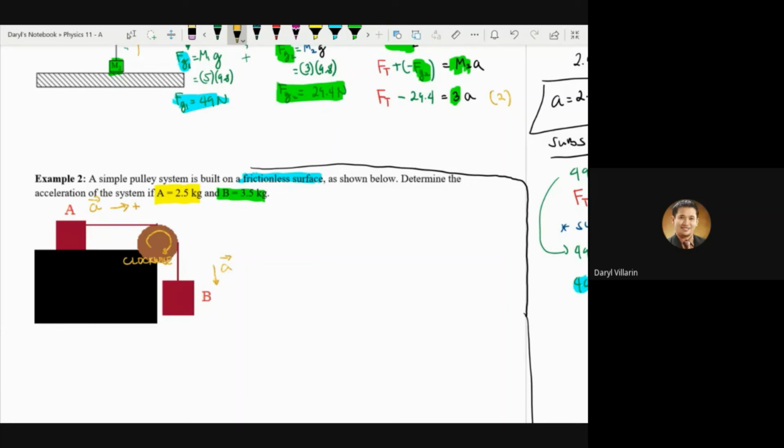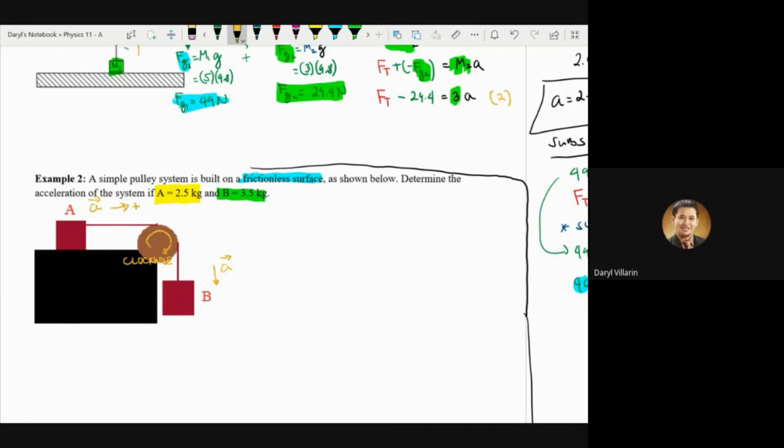So that means this system will be rotating in the clockwise direction. So I'm just gonna set that one again. The acceleration would be in the clockwise direction, okay? And in this particular case, it's not that hard to identify that the acceleration would be in this direction, the clockwise direction, especially since you're given that the surface is frictionless.